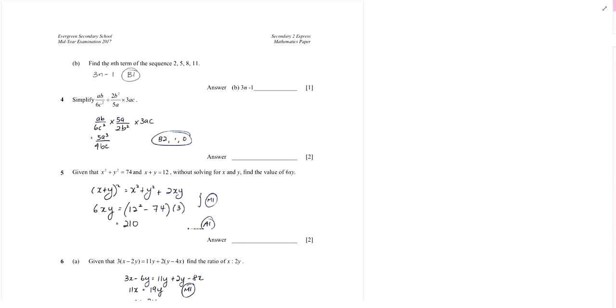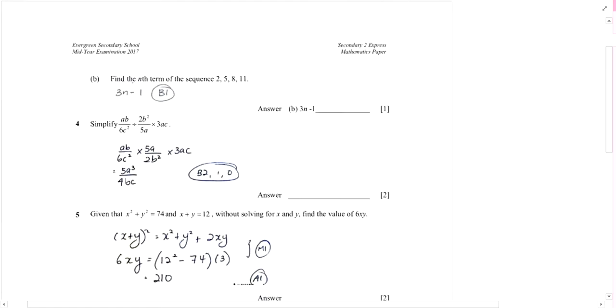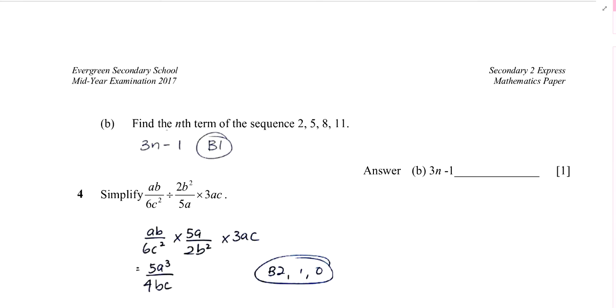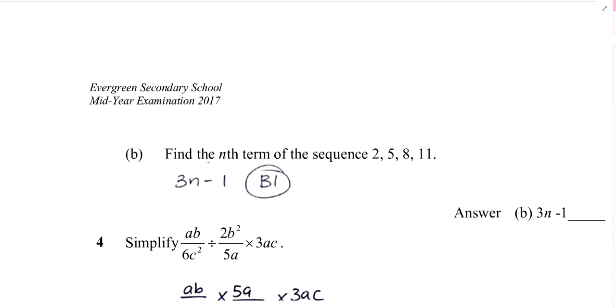Find the nth term. Okay, let's do a quick recap. What type of sequence, what type of number pattern is this? Number patterns, there are many types. For example, 1, 4, 9, 16, 25. What type of pattern is this? What's the pattern over here? They are square numbers, right? Okay, so these are square numbers.